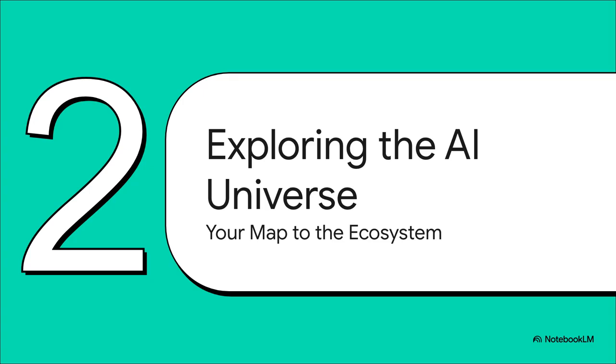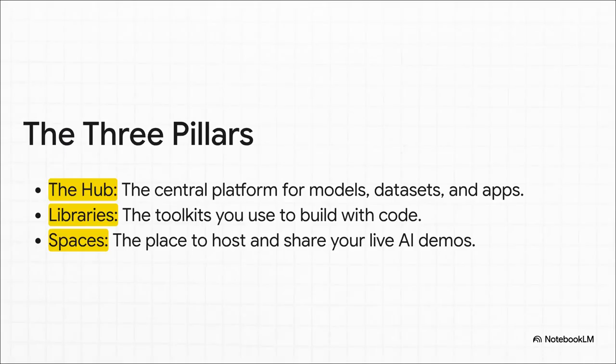Think of this next part as your map to the entire ecosystem, where we'll go over all the key components that you really need to know. So, the whole thing really rests on three main pillars. You've got the hub, which is where all the good stuff lives, the libraries, which are your actual coding tools, and spaces, which is where you get to show off what you've built. Let's break each one of those down.